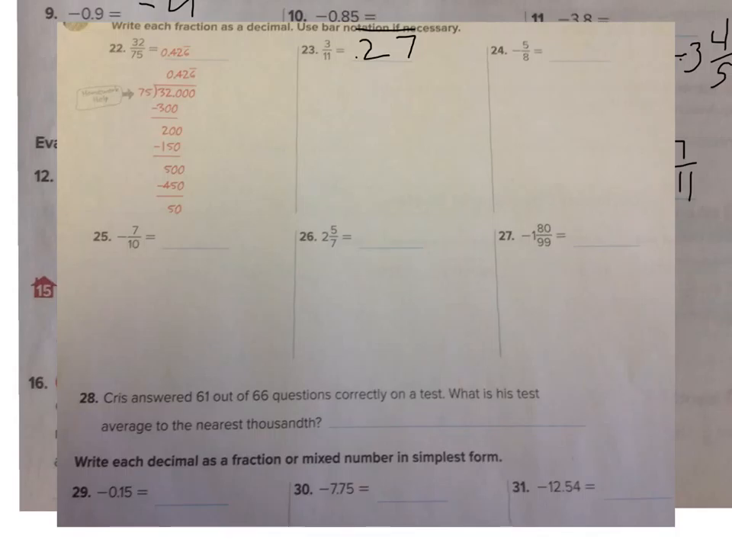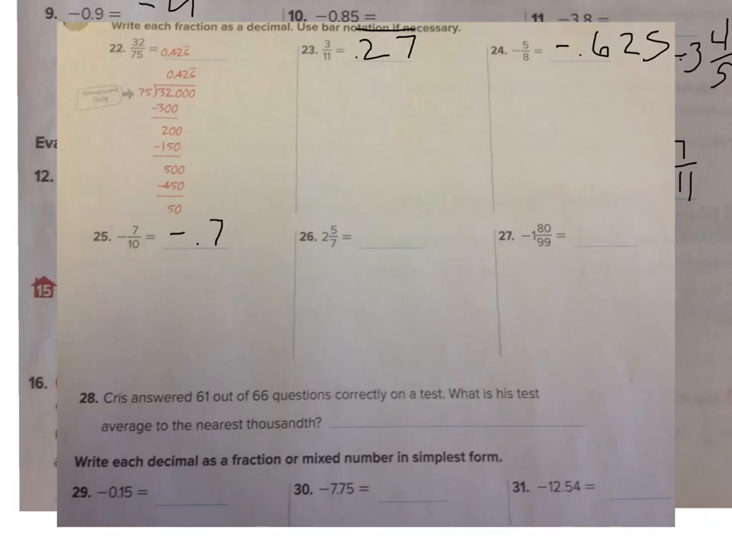The next problem is negative 5/8. If you take 5 divided by 8, you are going to get negative 0.625. This one's a little different than other ones that we had because this one doesn't have any numbers that are repeating. So for 25, negative 7/10, that's just negative 0.7.